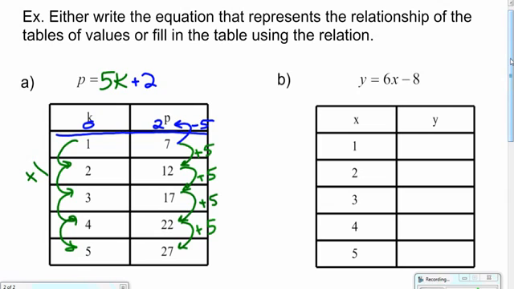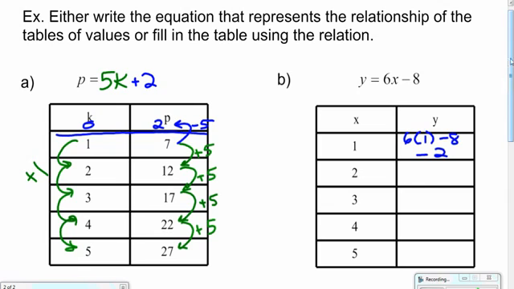Looking at B, you are given the equation, and we need to figure out the missing values. So we're going to substitute what we do know to find what we don't know. So y is equal to 6 times x minus 8. So for the first one, y is equal to 6 times 1 minus 8. So y is equal to 6 take away 8. So y is negative 2. I guess I need to write the y equals there. Positive 1, there we go. 6 times 1 minus 8 is negative 2. And we're multiplying before we subtract.